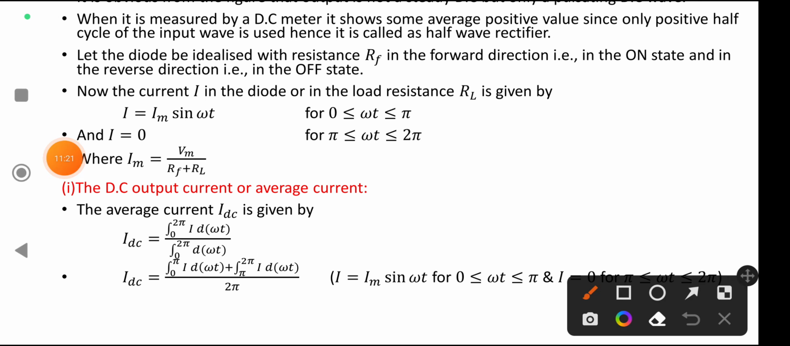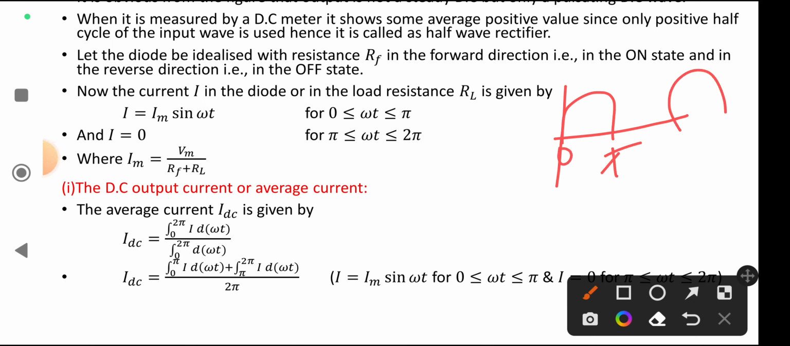Alright, here the output is for positive half cycles only. That means 0 to pi degrees only, the positive half cycle. The remaining pi to 2 pi degrees, it doesn't work. For the negative half cycle, the diode is in reverse bias, meaning it does not conduct, but during this half cycle it conducts. That means 0 to pi only.